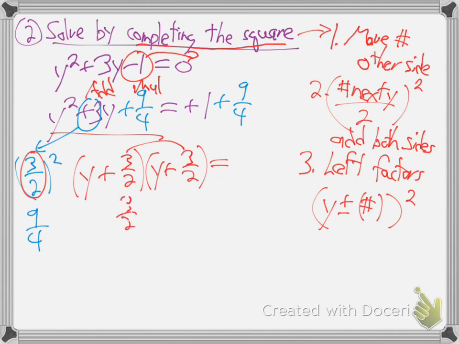What is 3/2 plus 3/2? What do they add to be? 6/2, which is 3, isn't it? See, they add to be 3. See, that really does make it factor. That completing number, that special 9/4 number, makes the left side factor as the same thing twice, meaning a square.